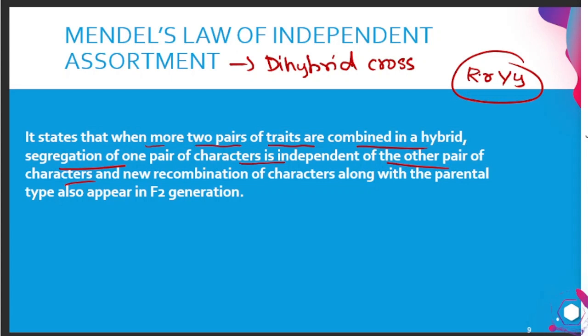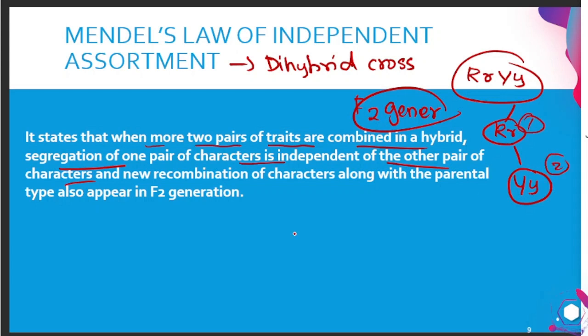Okay, so if you see, what is one pair of characters here? Capital R, small r is one pair of characters. Another pair of characters is capital Y, small y. So in the formation of F2 generation, you can see that one character will not be dependent on the other. So here capital R small r is one character, capital Y small y is another character. This character will not be dependent on this character and this character will not be dependent on this character. So no dependency is there. That is what we call the law of independent assortment.